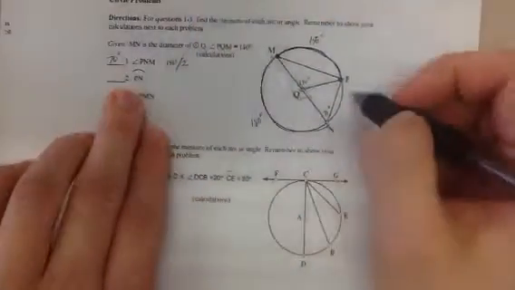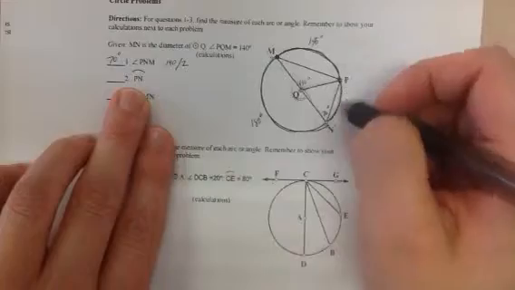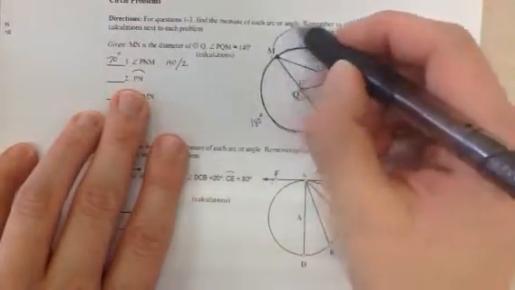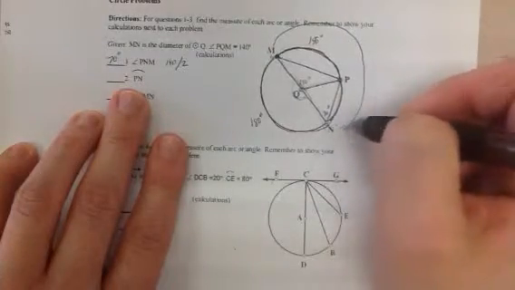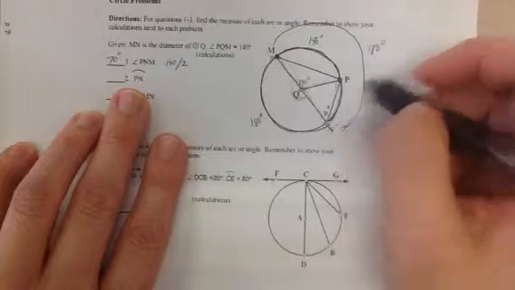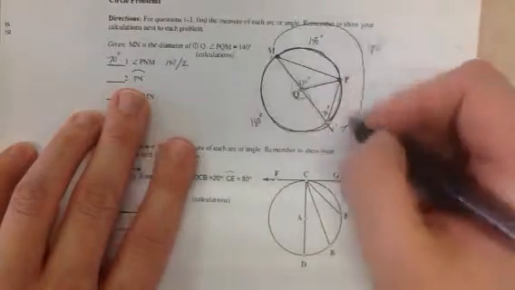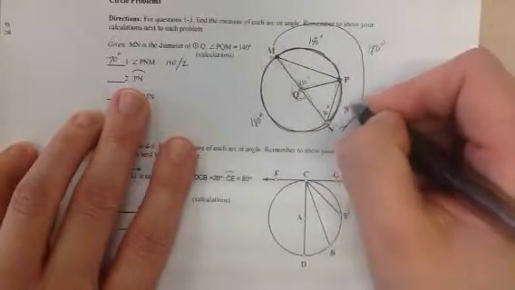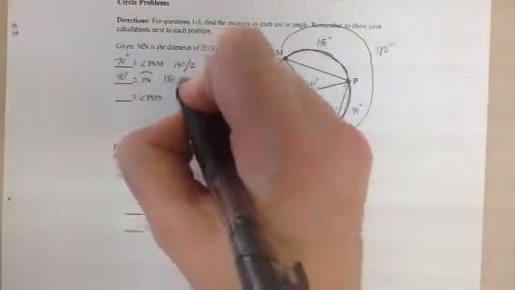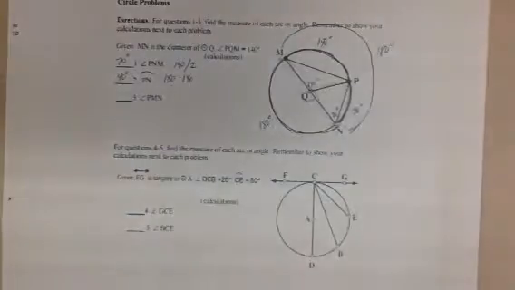Okay. Now they want us to find the arc PN. And remember, we said that this diameter cuts the circle in half, so MN is 180 degrees. That means the arc PN has to be 180 minus 140. So this would be 40 degrees right here. So PN is 40 degrees, that's 180 minus 140, right?